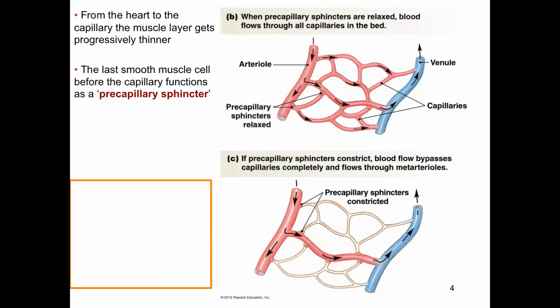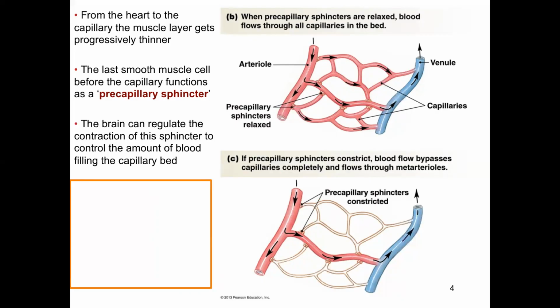So it's called the precapillary sphincter, and it can be regulated to control how much blood is going to go into the capillary bed, all right? So the brain can control that. And we can actually have entire capillary beds shut down for a time, all right? And if that happens, the blood will flow directly from the arterial to the venous side through a vessel called the metarteriole, all right? So that's what's being shown down here.